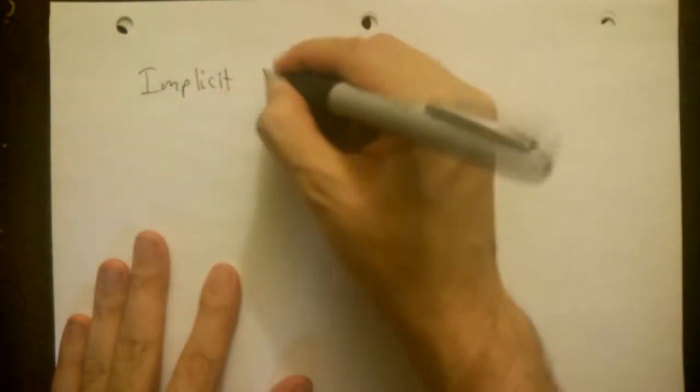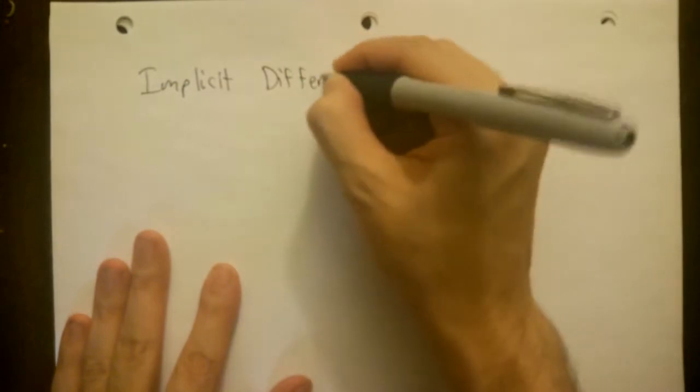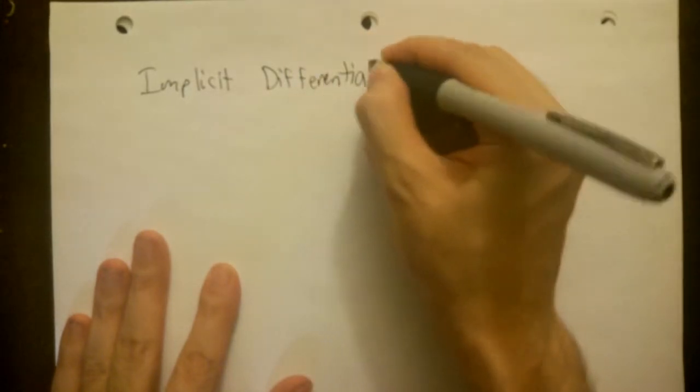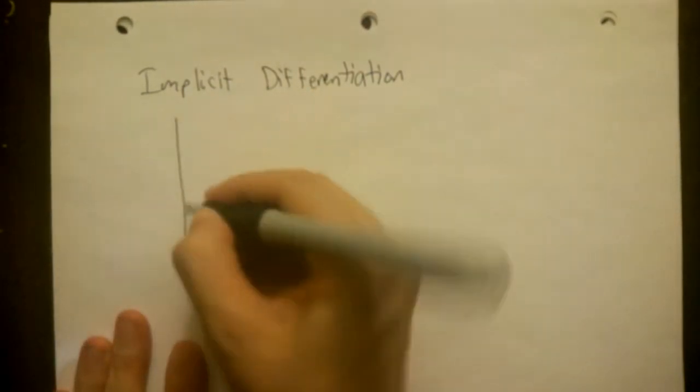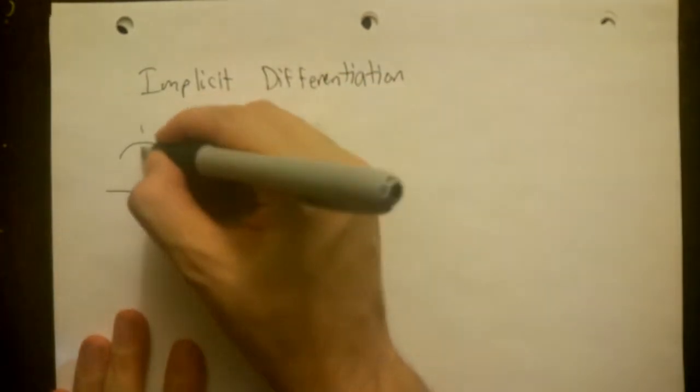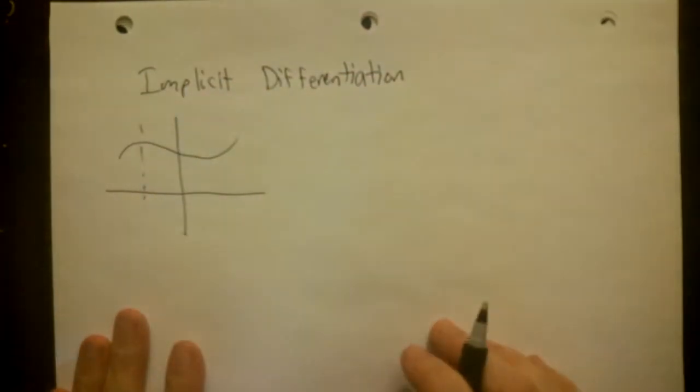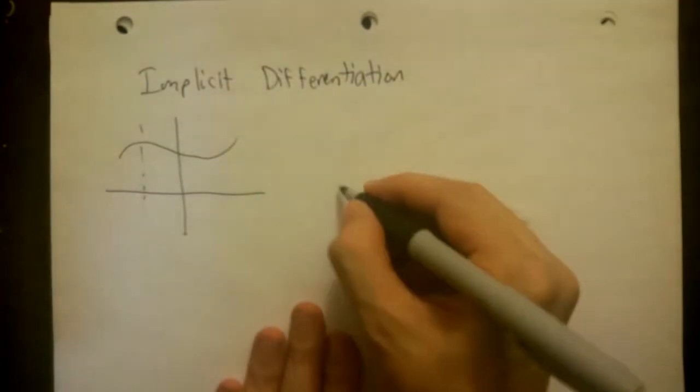Today, I want to do an example of implicit differentiation. This is the technique that you use when you want to take the derivative of a curve that isn't necessarily a function. As you know, in order for a curve to be considered a function, it has to pass the vertical line test. But not all curves do this.